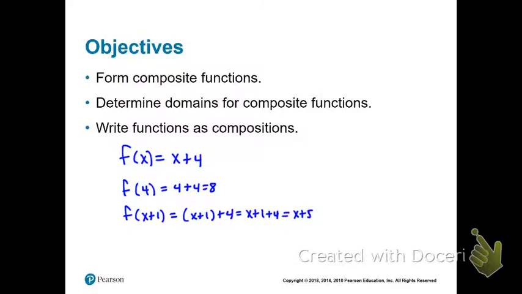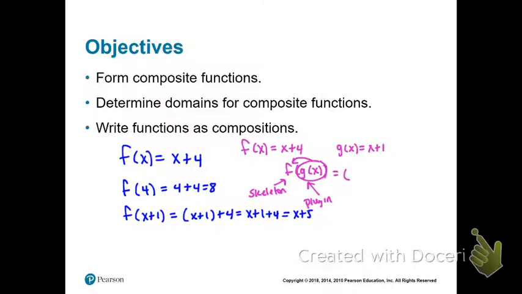Okay, that's the same thing as what we're doing today. The difference is, I'm going to tell you f of x is x plus 4, and I'm going to tell you that g of x is x plus 1. And I want you to find f composed of g of x. So that means we're going to take this g of x and we're going to plug it into that f function. Okay, so the f is my skeleton. This is on the outside. G is on the inside, so this is what we're going to plug in.